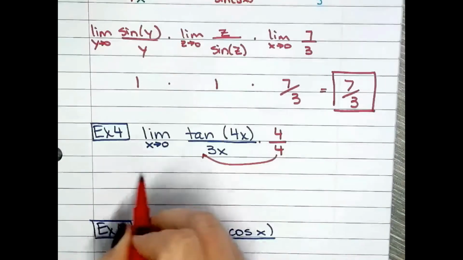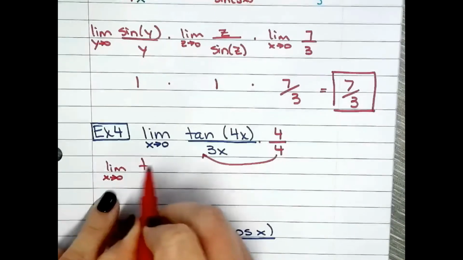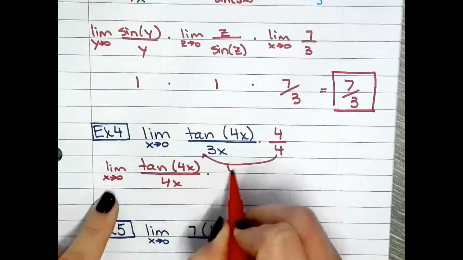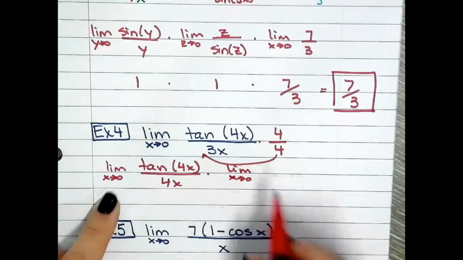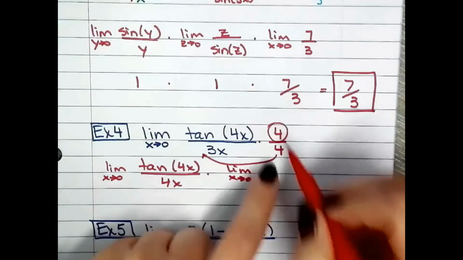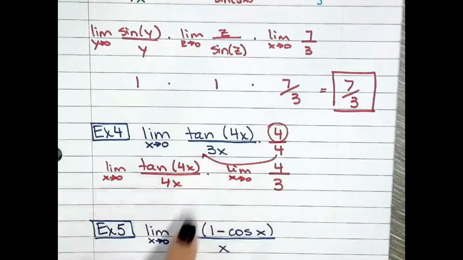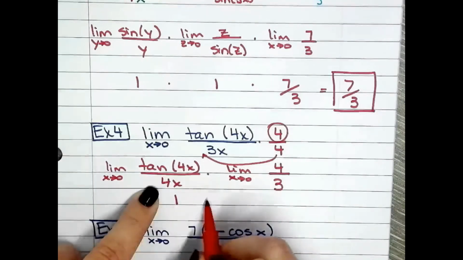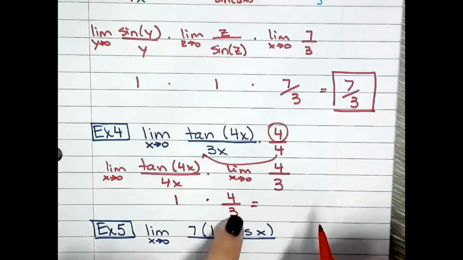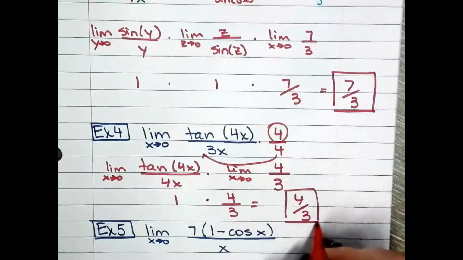So I have the limit as x approaches 0 of tangent of 4x over 4x, and then I have the limit as x approaches 0 of, what do I have left? I have this 4 right here left over, and then I have this 3 left over right here. And at this point, you already know this equals 1, and then the limit of the constant is the constant. 1 times the constant, voila, 4 over 3. See, we're picking up the pace.